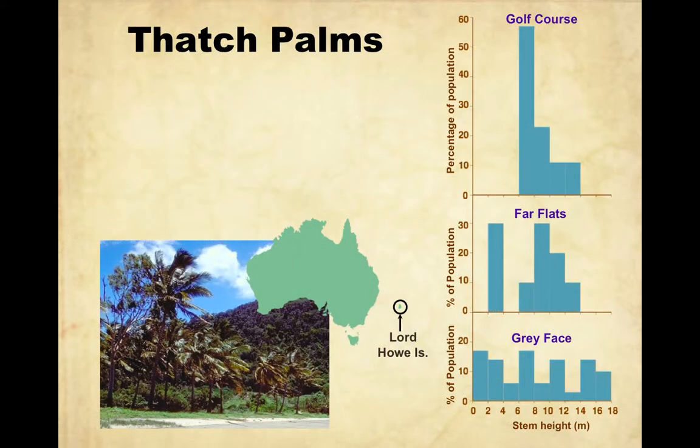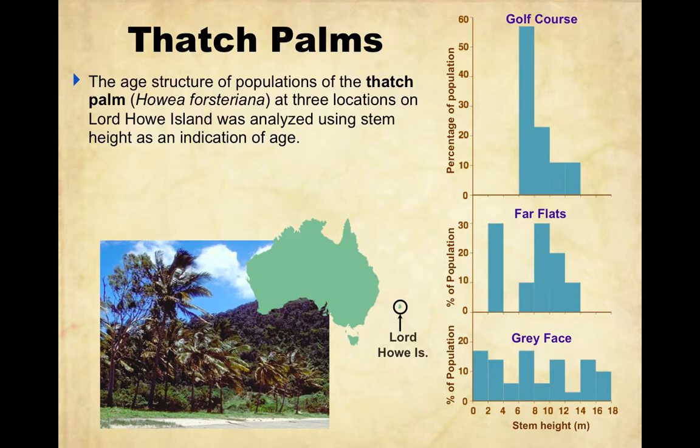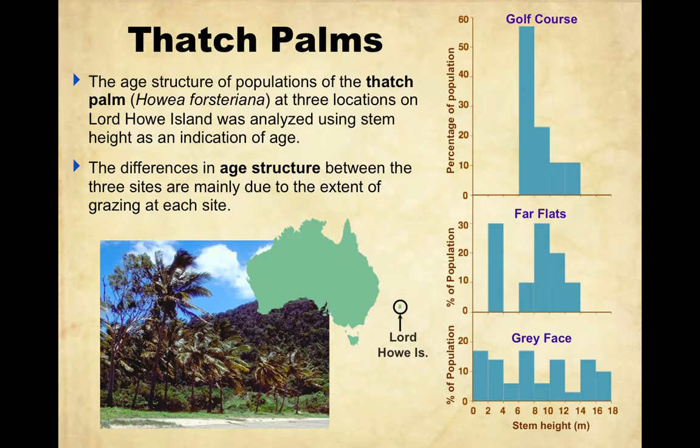I want to show you guys a case study of thatch palms. This data was taken on Lord Howe Island, an island off the coast of Australia. And what they analyzed was the stem height as an indication of age. So we can look at the different age structure between three sites, and basically these changes are due to how that site is managed.